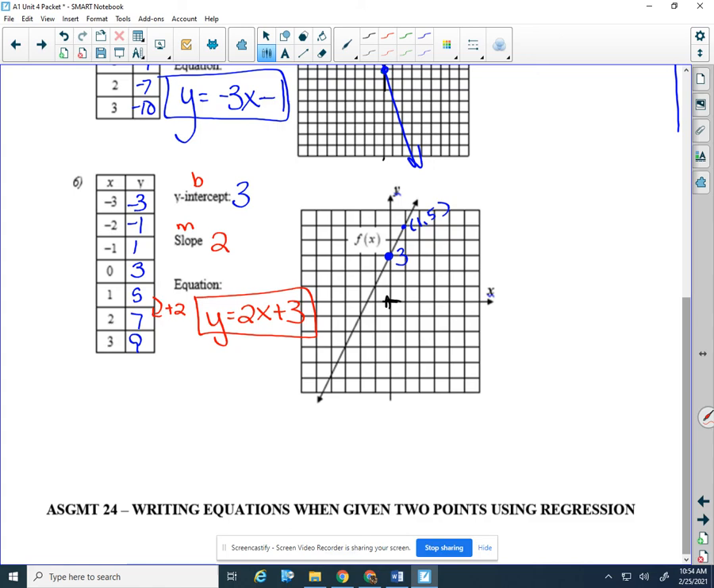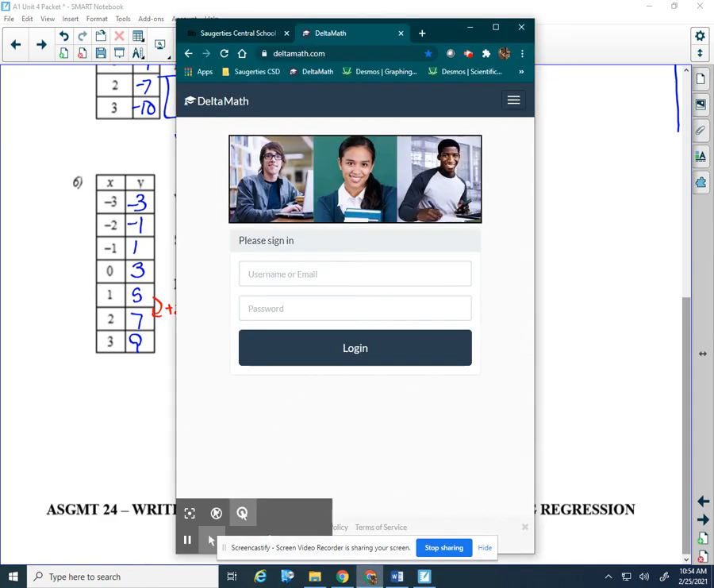You're going to practice the Delta Math assignment and make sure that you submit a copy of the work that you did to your Google Classroom assignment. And as always, if you have any questions, please ask.